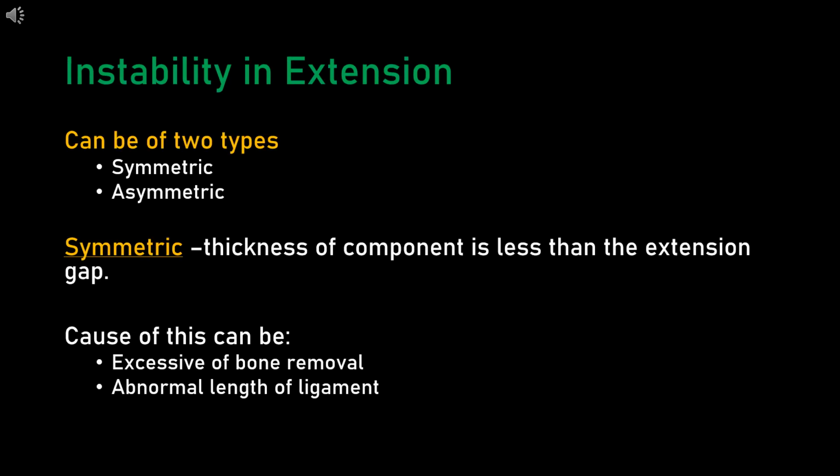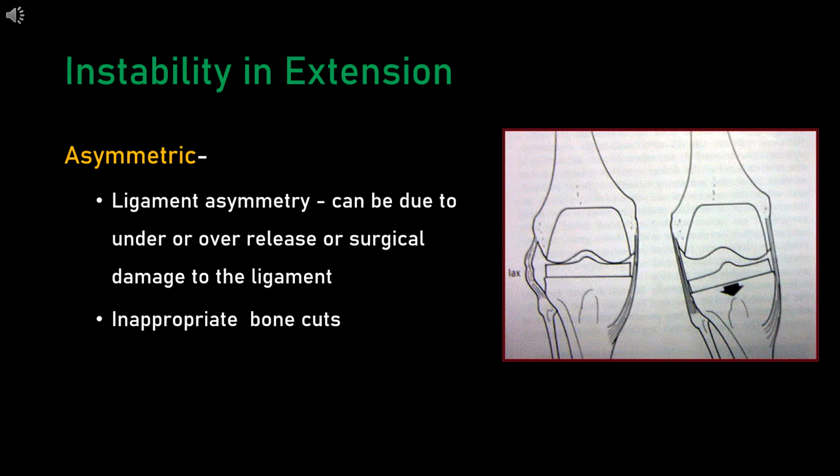Instability in extension can be of two types, symmetric or asymmetric. Symmetric is because the thickness of the component is less than the extension gap. The cause of this can be excessive bone removal or abnormal lengthening of the ligament. In asymmetric instability in extension, ligament asymmetry can be due to under or over release, surgical damage to the collateral ligaments, or inappropriate bone cuts.